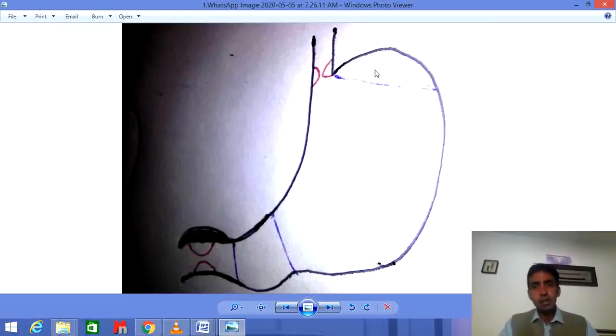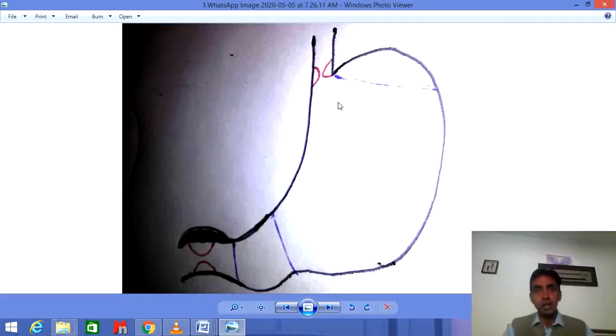According to Islamic belief, not medical belief, the stomach is basically composed of three main parts. One part is responsible for the accommodation of food, the second part is responsible for the accommodation of water, and the third part is responsible for the accommodation of gases.